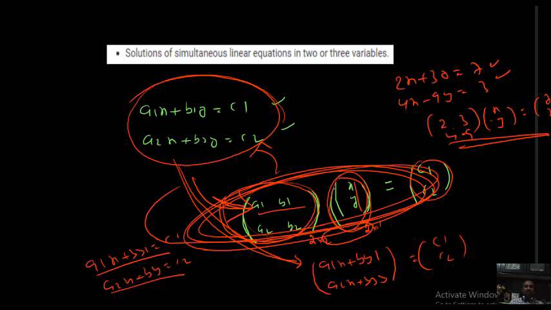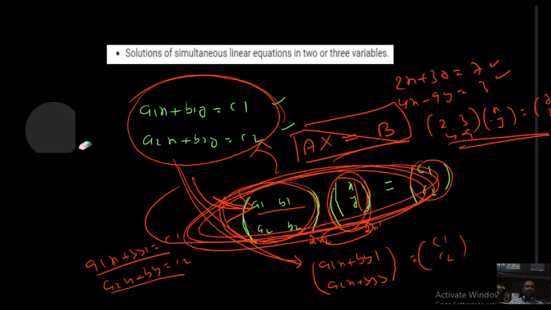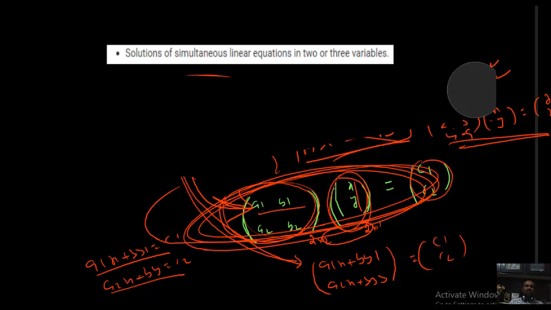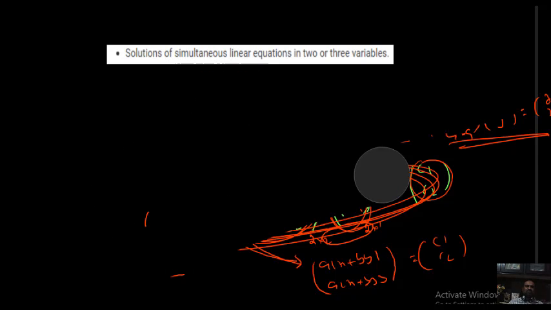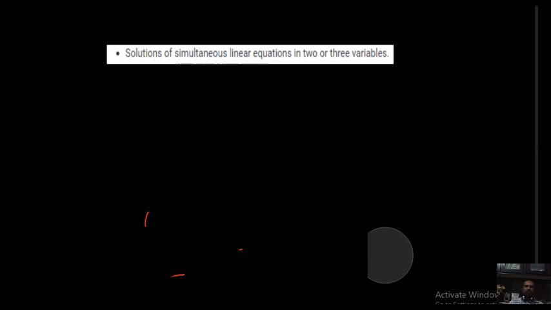In general, the coefficient matrix is denoted by capital A, the variable matrix by capital X, and the constant matrix by capital B. So what you got here is AX equal to B: coefficient matrix into variable matrix equal to constant matrix. Not only for two linear equations, for 3 unknowns and 3 linear equations, or 4 unknowns and 4 linear equations, or for n unknowns and n linear equations, we can write them into matrix form.